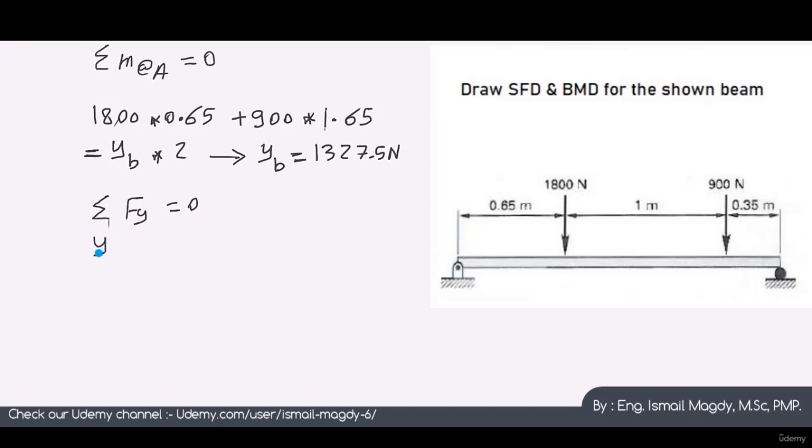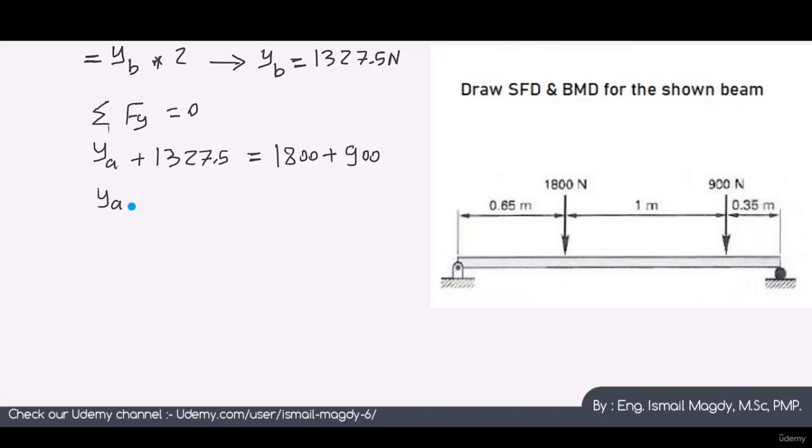Okay, so now we can start with our second equation, which is sigma Fy equals 0. So we know that YA plus YB, which we now know as 1327.5, both will equal 1800 plus 900, which means that YA will equal 1372.5 Newton. Now we have all the forces, we can start to draw our graphs.